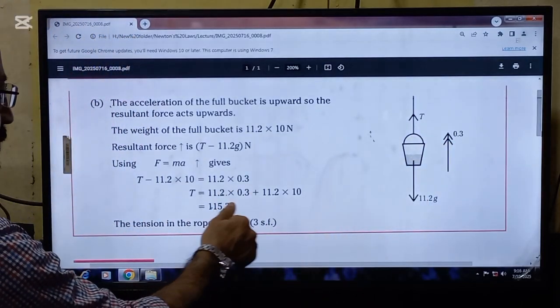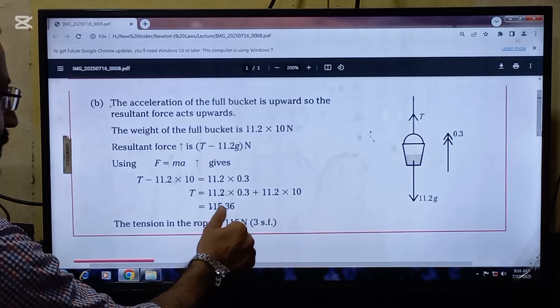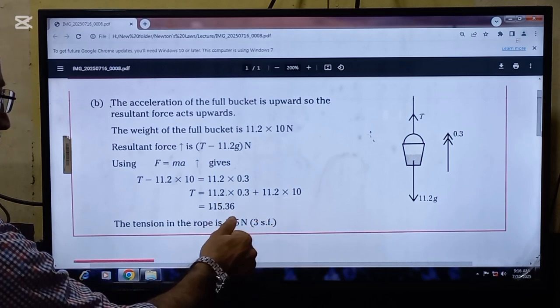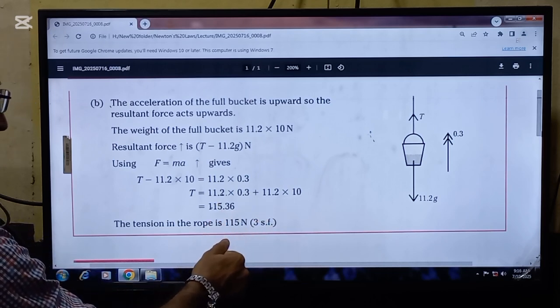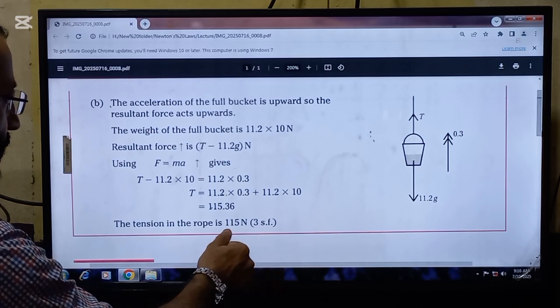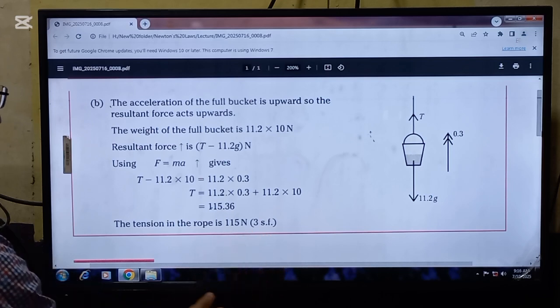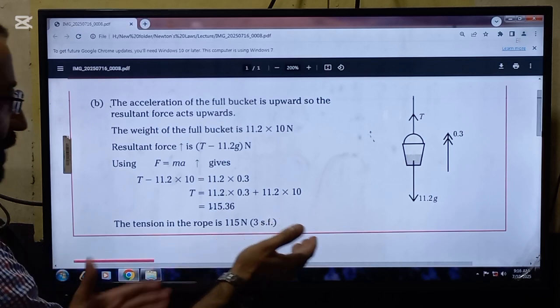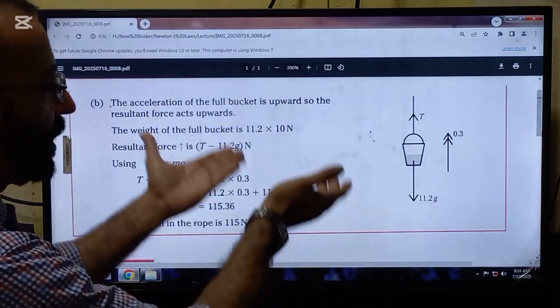So solving it from here, you will get the answer. Solve it on the calculator, you will get this answer. Again, up to 3 sig fig, the answer will be 115 Newton. So this is the tension in the rope when the container is moving upward.